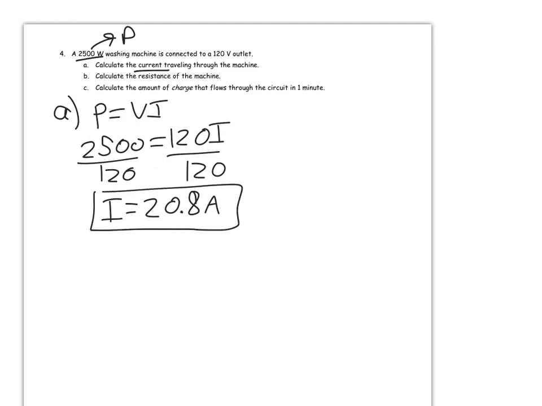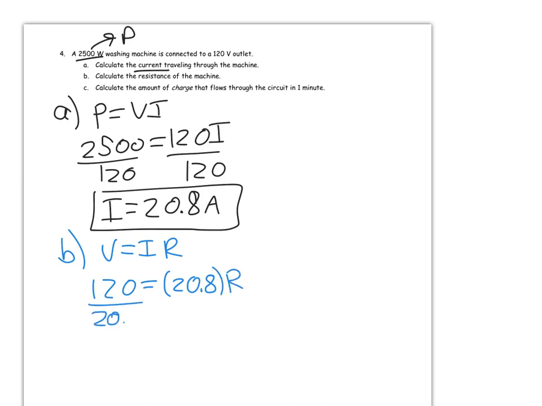The second question, we want to find the resistance of the machine. So we're going to switch over to Ohm's law here. V equals IR. So we know our voltage is 120. Our current is the 20.8 that we just solved for, times our resistance. So we divide both sides by 20.8. And we're going to find that the resistance of the washing machine here is going to be equal to 5.76 ohms.